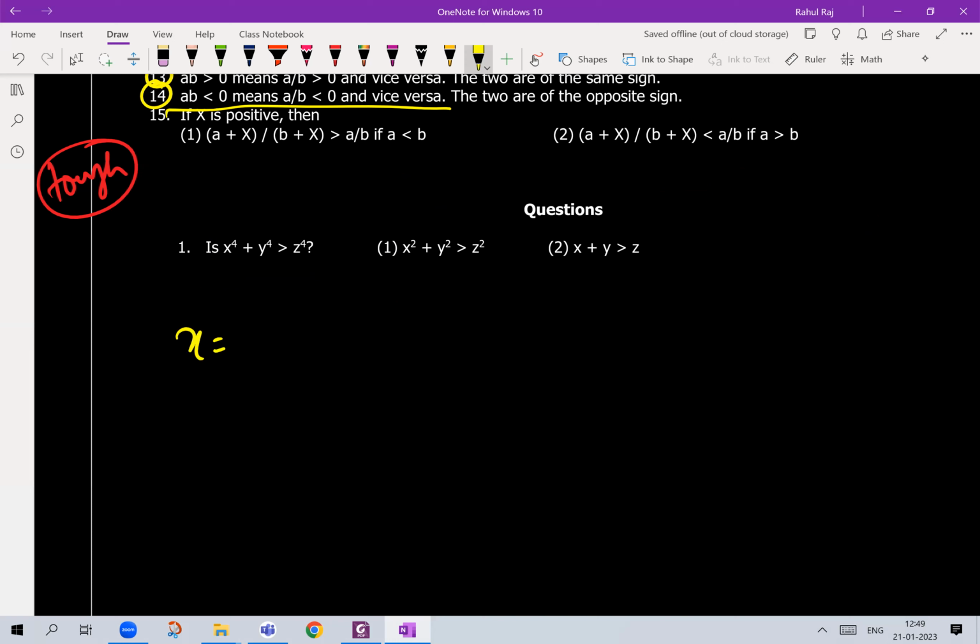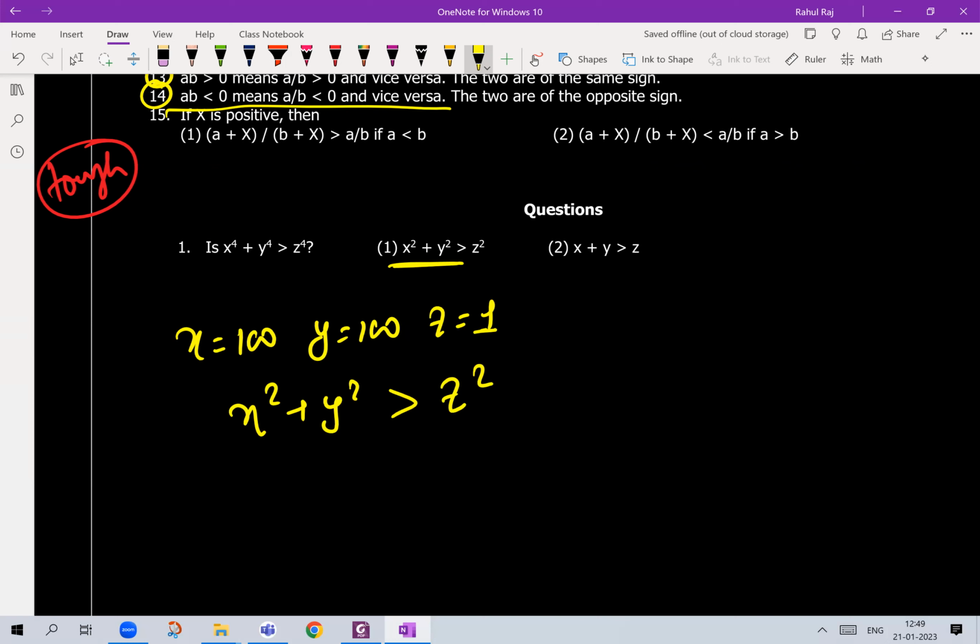Now imagine I take a value. I'm trying to solve statement 1. I take x = 100, y = 100, z = 1. You can take any value. I love taking extreme values. So imagine x = 100, y = 100, z = 1. Don't you feel statement 1 holds for these values? Can I say for these values x^2 + y^2 is greater than z^2 for sure? Can I 100% say this? Tell me.